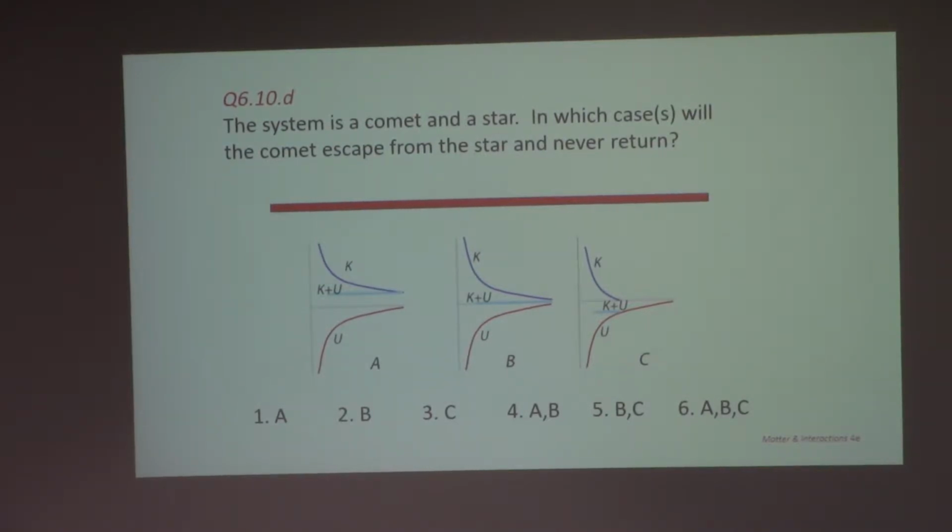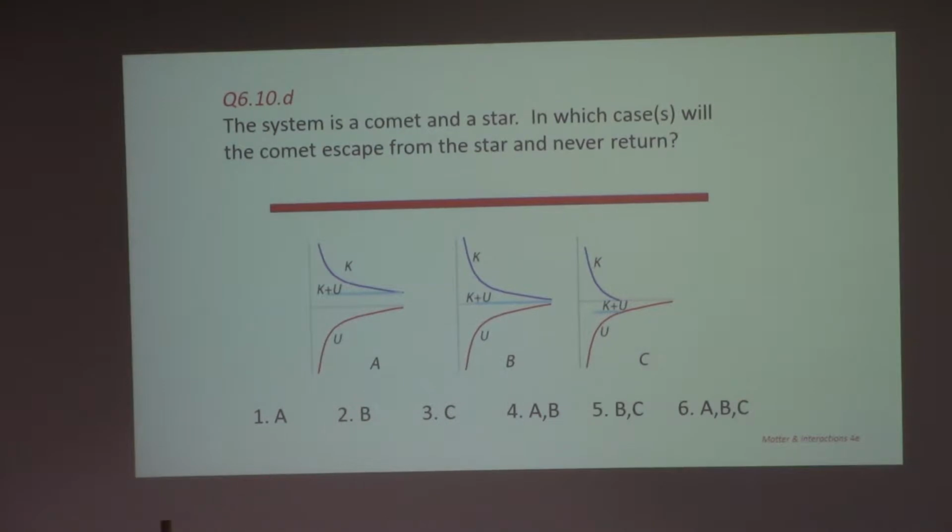Okay, so what's the answer? Okay, so I see 1s and 4s. And 1 is definitely correct, because it's clear from the graph that when the comet gets to a large distance from the star, it's still got a lot of kinetic energy. It keeps going. So it definitely has enough energy to keep going and not come back. So that's correct.